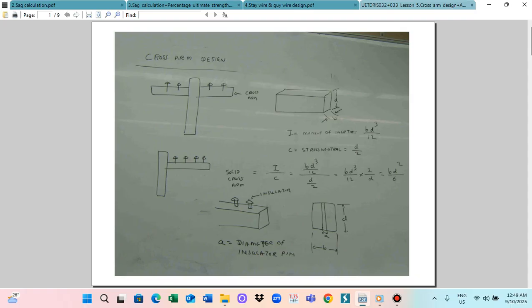So this is a cross arm. Cross arm, we made the pin like this. It's an insulator pin. So this is a cross arm. Those are the pin insulators. Or we can also install a cross arm this way.